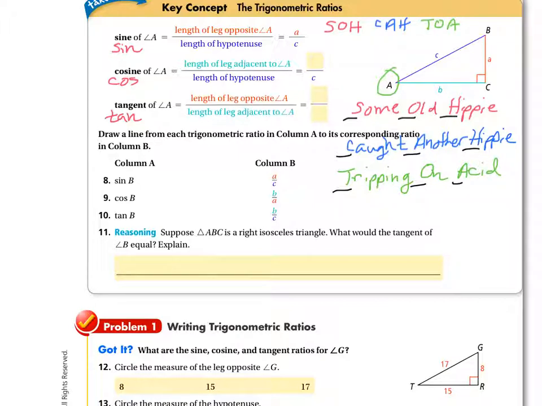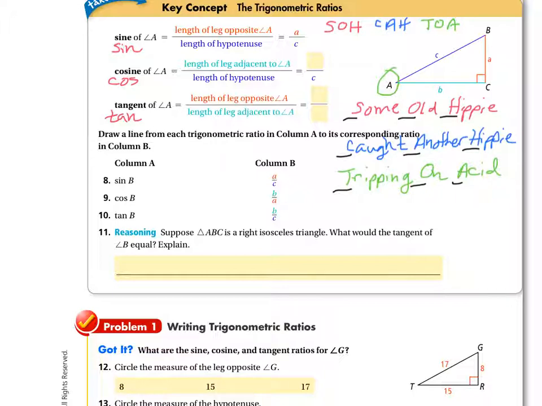That's SOH CAH TOA. SOH CAH TOA does you absolutely no good if you don't know how to spell it. So constantly run that through your head. Some old hippie caught another hippie tripping on acid. And if you don't know what I'm saying when I say tripping on acid, ask. What are you saying? Oh, that's tangent, opposite, adjacent, right? So this is sine, opposite, hypotenuse. This is cosine, adjacent, hypotenuse, tangent, opposite, adjacent. We're just doing ratios of the sides of that right triangle. That's it.